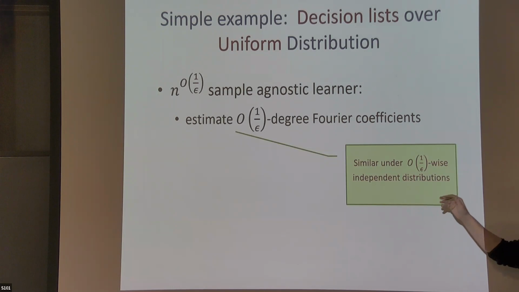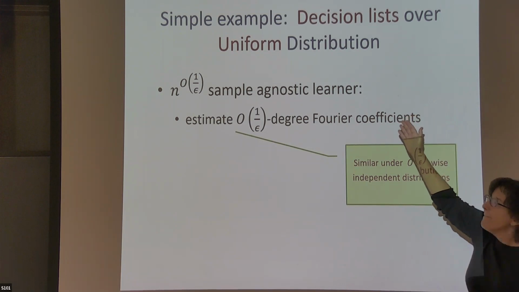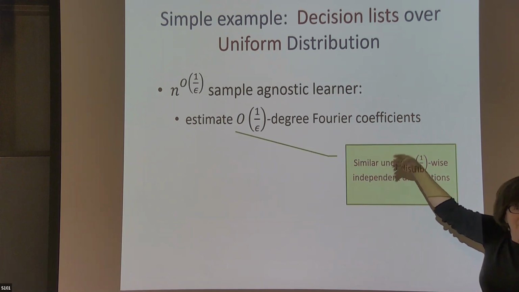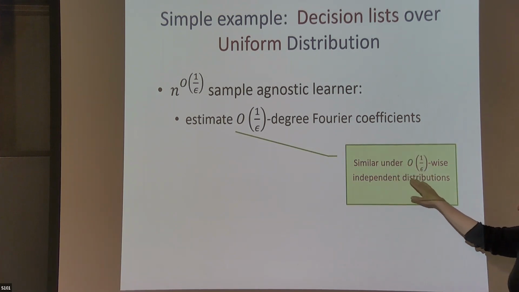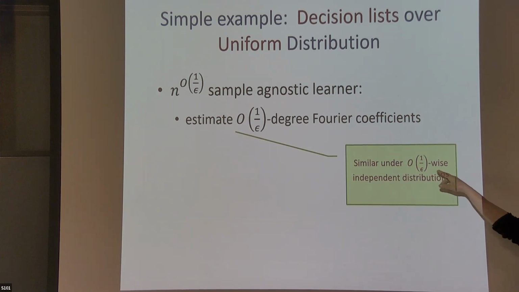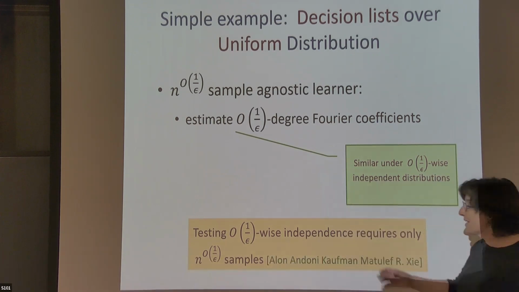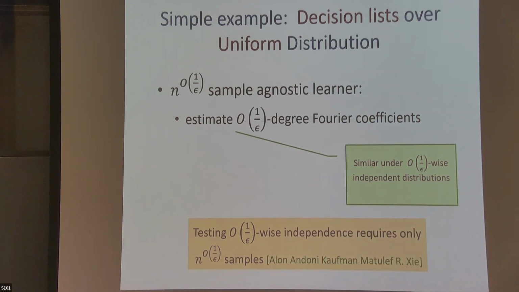And the thing you might notice is, look, this is what I would do assuming uniform distribution. But actually, if I'm estimating my Fourier coefficients, I don't actually need uniform distribution. It would have been enough to have k-wise independence for k being 1 over epsilon. That would have been enough. So maybe it's enough for me to just test k-wise independence for k equal 1 over epsilon instead of testing full-blown uniformity. And it turns out you can do that in n to the order 1 over epsilon many samples, because we can test k-wise independence much faster than we can test uniformity. Okay, so that's a simple example.